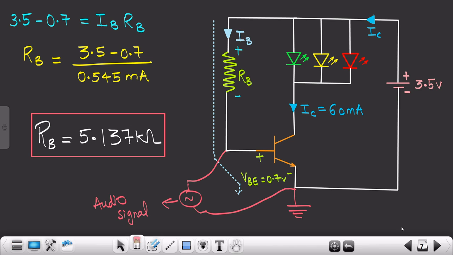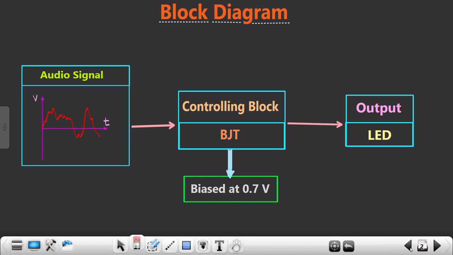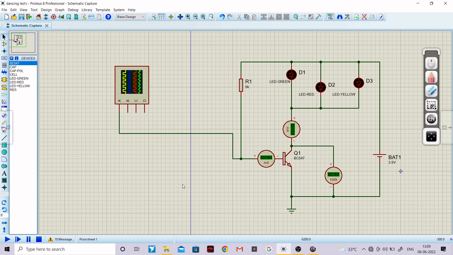Okay, so that means what? That means this particular component, I'm talking about this particular component. Alright, so in the Proteus software, how should you provide this particular audio signal? So for that, what you need to do is go over here.